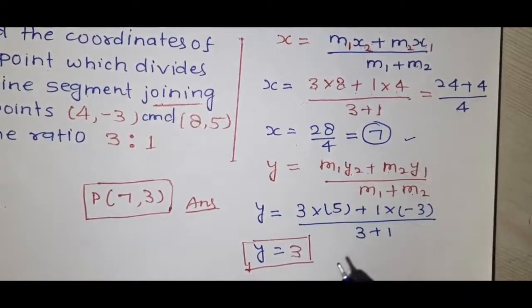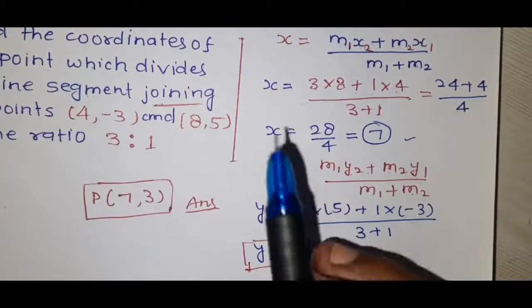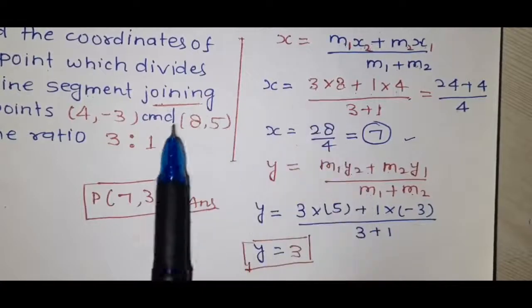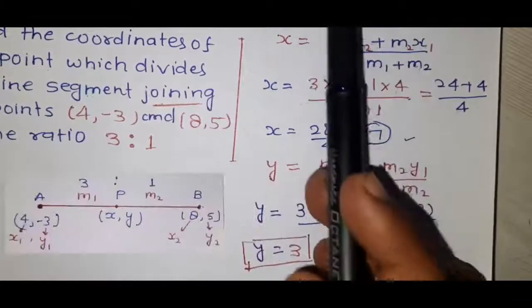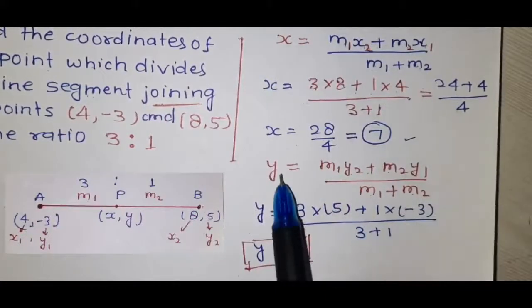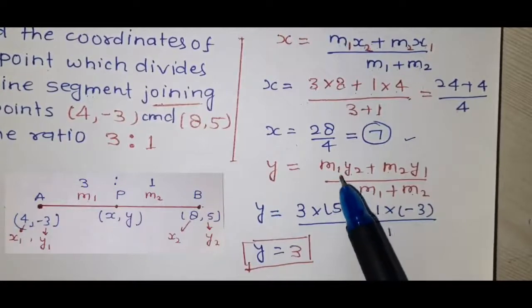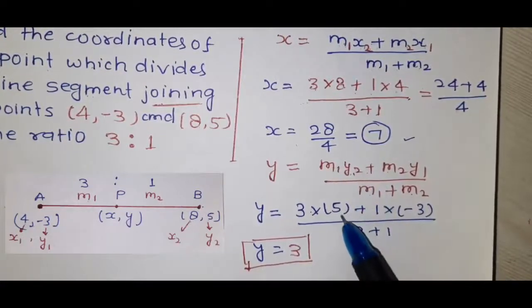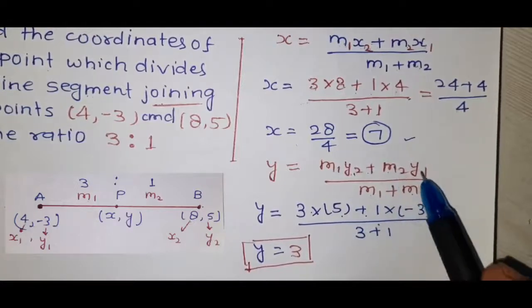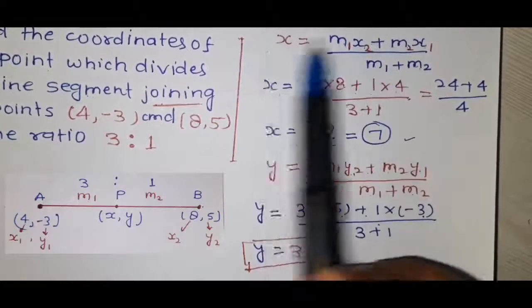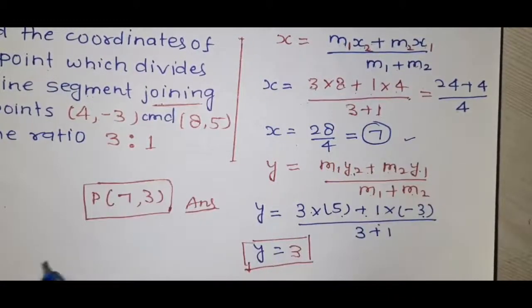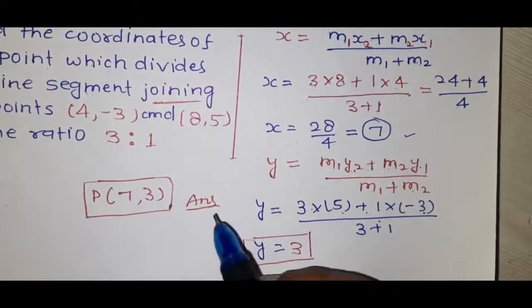And one more thing: somehow students get confused about where it is x1 and where it is y1. The joining word will help us find x1 y1 and x2 y2, and the value of p we have to assume, and m1 m2 will be given. So on applying the formula for y, we get m1 as 3, y2 as 5, plus m2 is 1, y1 is minus 3, divided by the sum of the ratios, that is 3 plus 1. On solving we'll get the value of y as 3. Very simple calculations. Put the values carefully and we'll get the answer easily. So the point P has the coordinates 7, 3.